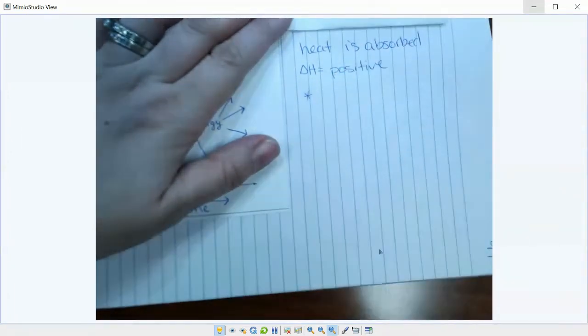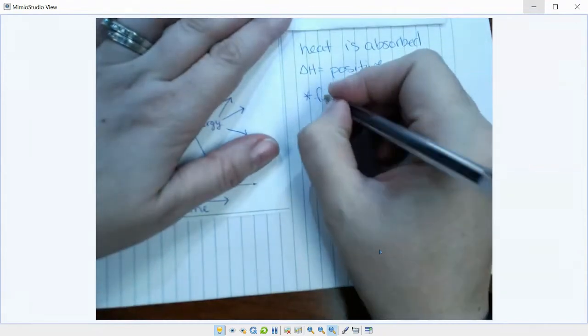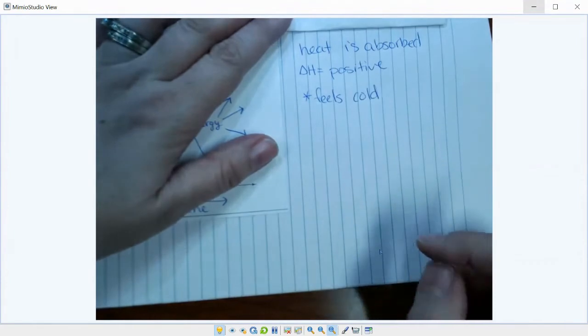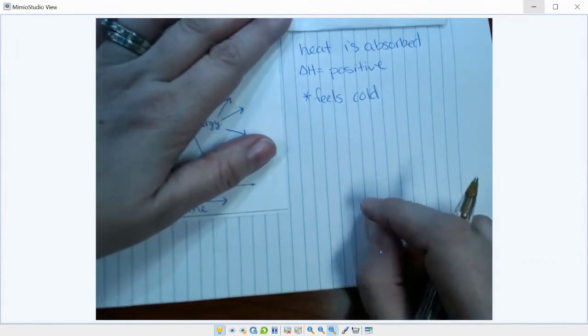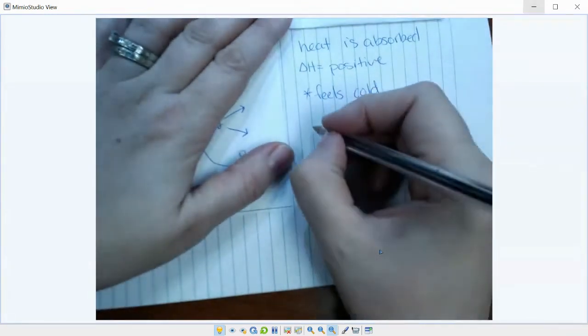Well, when we're talking about delta H, we find that that is a positive value. And just like we talked about in that ice example, how does it feel to you? It feels cold to you. And the reason it feels cold to you is because the energy is being taken from you so that the ice can go from its solid state to its liquid state.